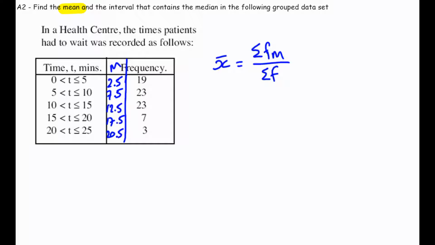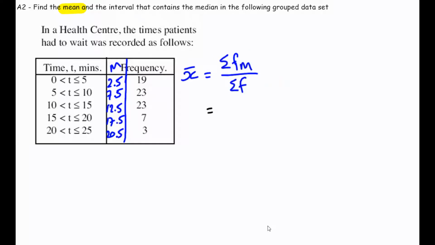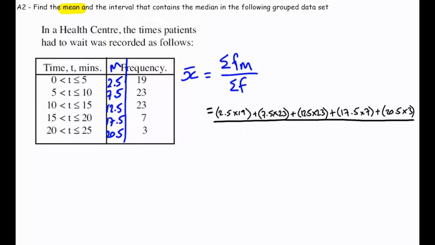Okay, so let's go ahead and do that calculation. So I'm going to do the midpoint times the frequency for all of these, which means I'm going to have 2.5 times 19, 7.5 times 23, etc. Okay, so we've got all of that, and that's going to be divided by the total frequency, which we get from adding up the frequency column, 75. Okay, and then once again, just all into the calculator. So from there, I get an answer of 9.22.